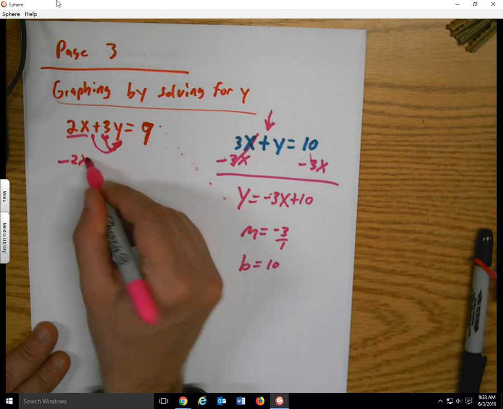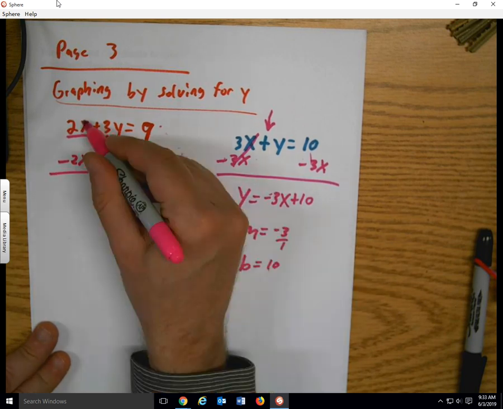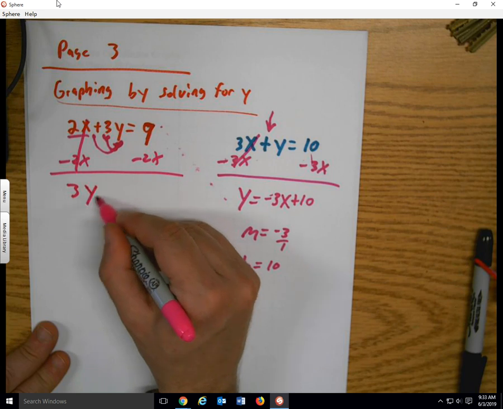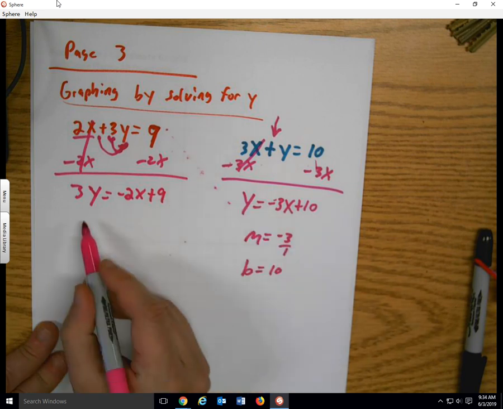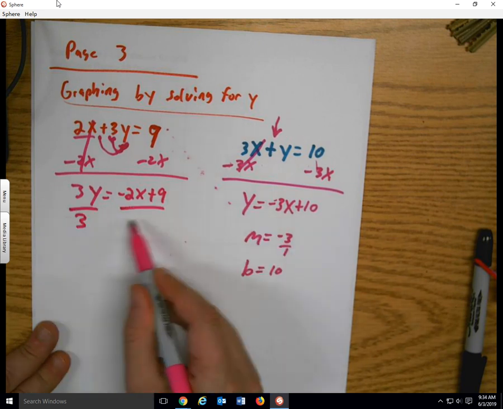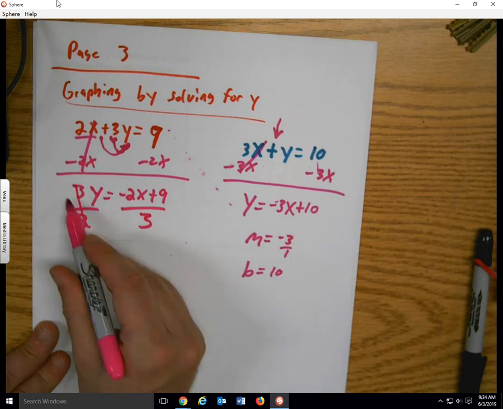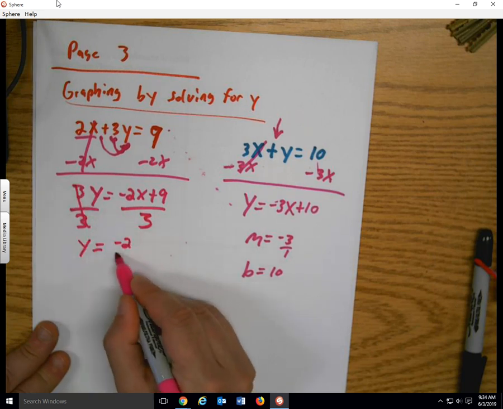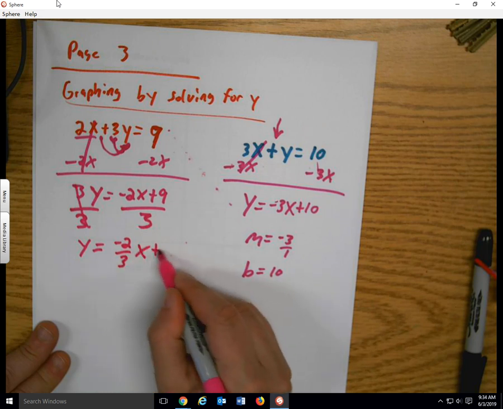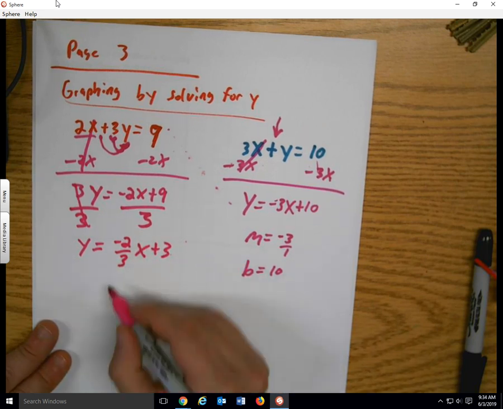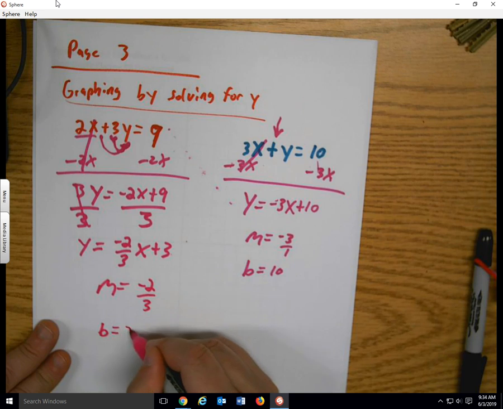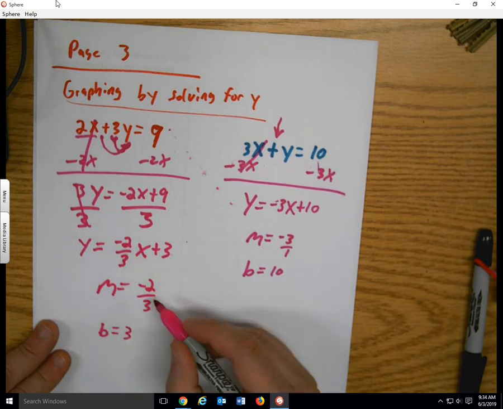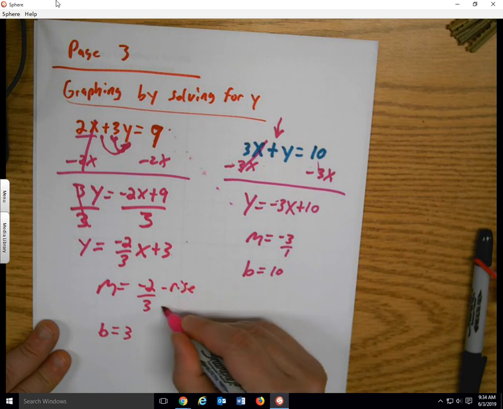So we subtract 2x from both sides. Remember, you can't add these together, so they're not like terms. You're just going to go down. And then we divide. Since it's being multiplied, you do the opposite. All right, so now we can easily find the m, and we can easily find the b. And we don't even care that it's a fraction, because we're just going to do a rise over run, so it doesn't even matter. Okay, so let's go here.